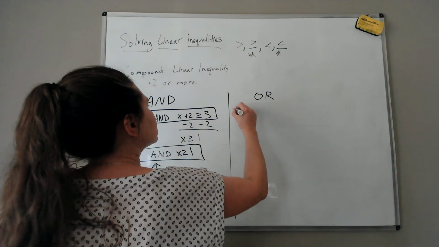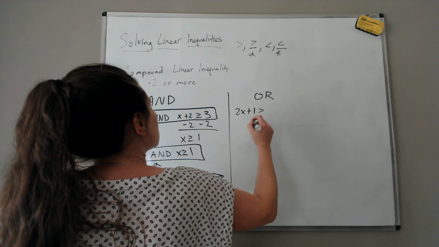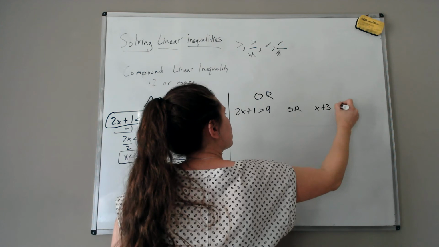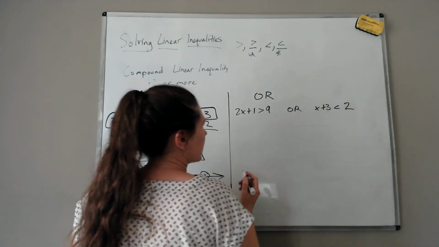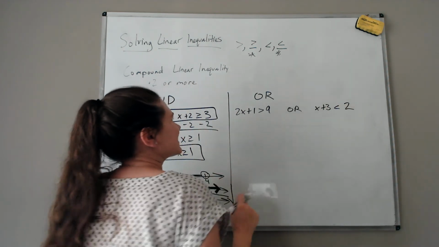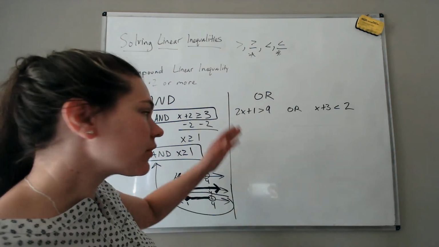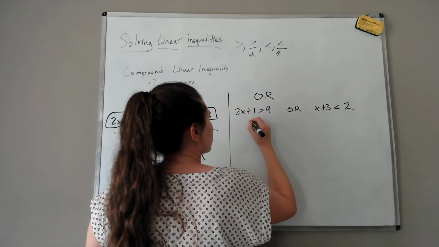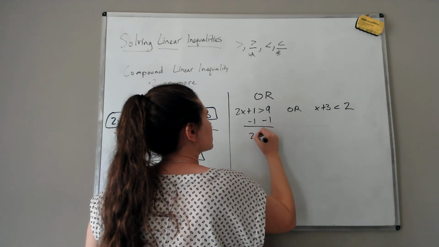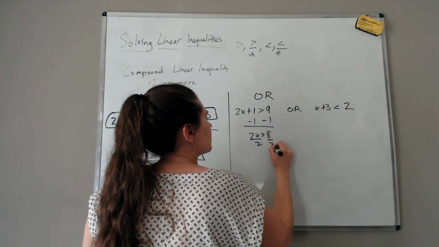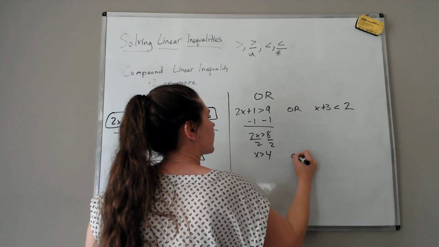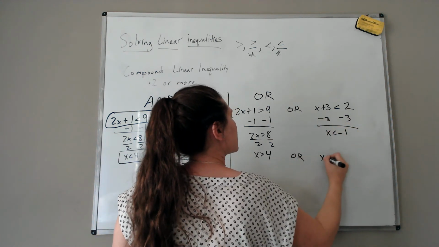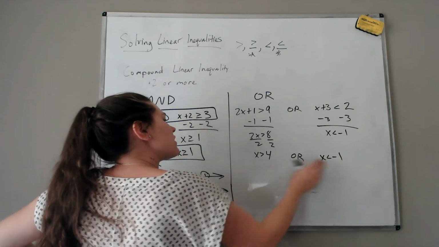For an or, if you had 2x plus 1 is greater than 9, or x plus 3 is less than 2, okay? Or, it's less restricting because there's only 2 options here. So we solve each of them separately. So we take away 1, and 2x is greater than 8. Divide by 2, we get x is greater than 4. Or take away 3, and we get x is less than -1. Okay, now it only has to be one of these to be true.